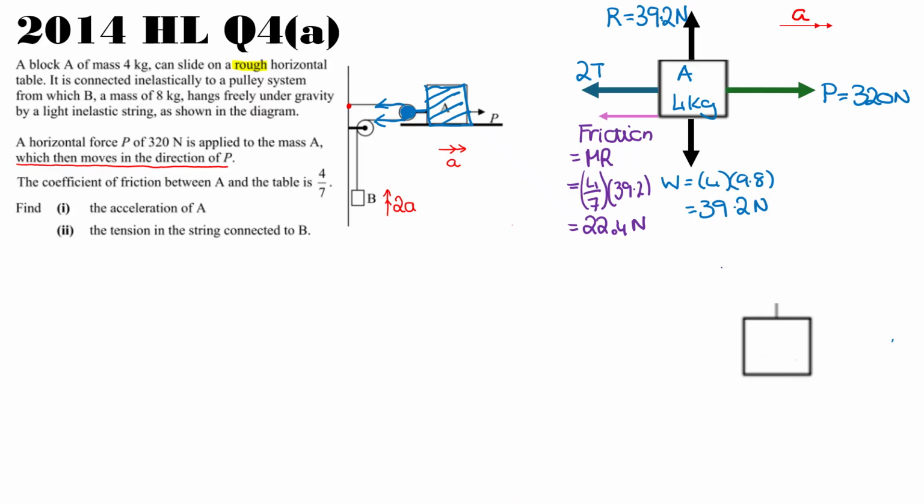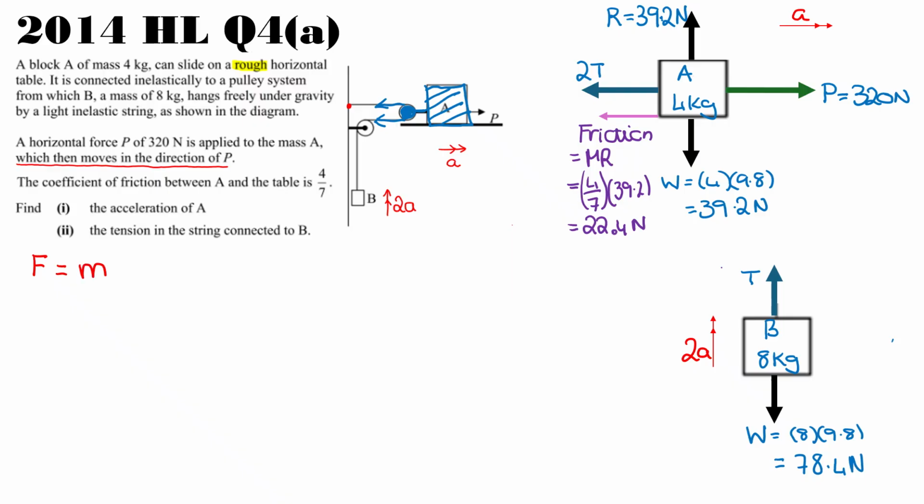Then we move to particle B, which has a mass of 8 kg, and the forces acting on that are weight, which is mass times gravity, which is 78.4 newtons. And then pulling it up is tension, and the movement here is upwards with an acceleration of 2A. So now let's work with our force equations.